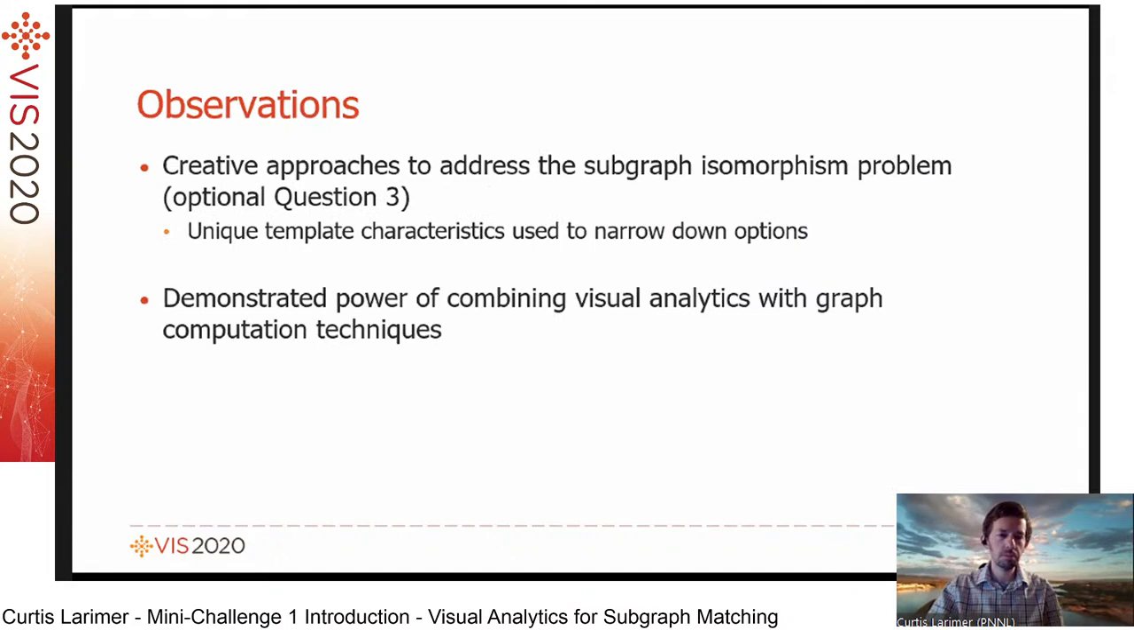The committee had some observations on this year's submissions. There were a number of really creative approaches to addressing the subgraph isomorphism problem. Again, this is a very difficult computational problem. But several teams found ways to kind of get hold of it and leverage their visual systems in order to find really good solutions. In particular, we noted that they were able to use some unique template characteristics that were a little bit more discriminative to find a starting point. And then they basically used their approach from question two to find the solution. We felt that this really demonstrated the power of combining the graph computation techniques with the visual analytics.